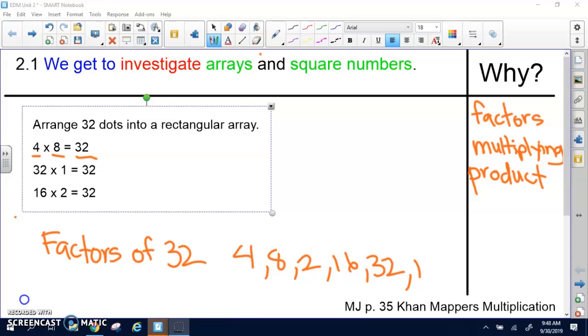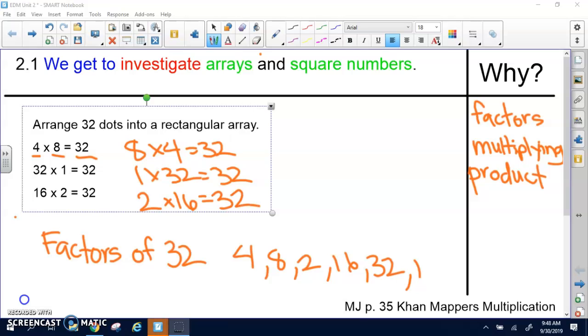Here's the other beautiful thing about a multiplication problem. Eyes, please. 4 times 8 is the same as 8 times 4. 32 times 1 is the same as 1 times 32. And 16 times 2 is the same as 2 times 16. Thumbs up, thumbs sideways, thumbs down. How you feeling about that? Wonderful.